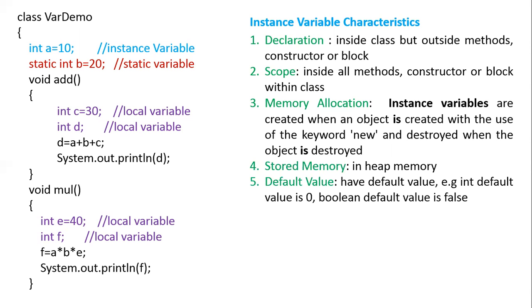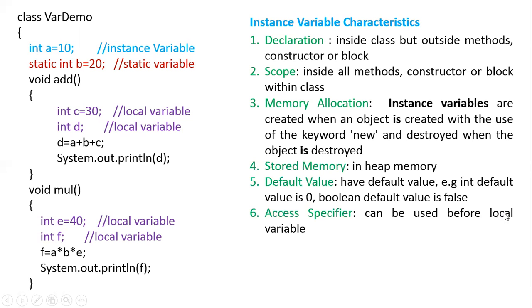Default values: these instance variables have default values. For example, integer has a default value of 0, boolean has a default value of false. Then next is access specifiers. Yes, access specifiers can be used before this instance variable.